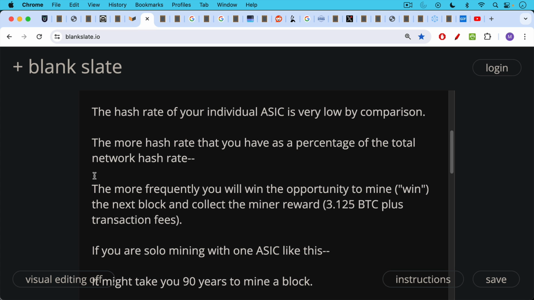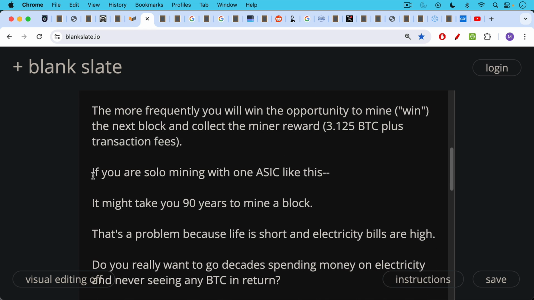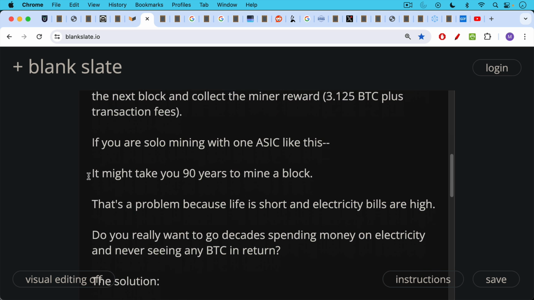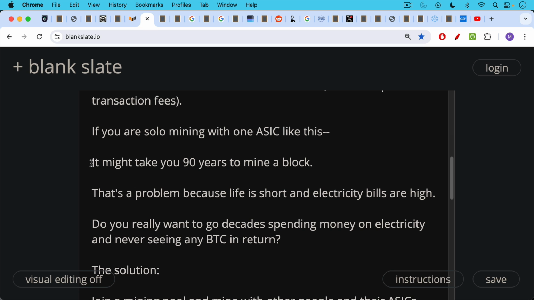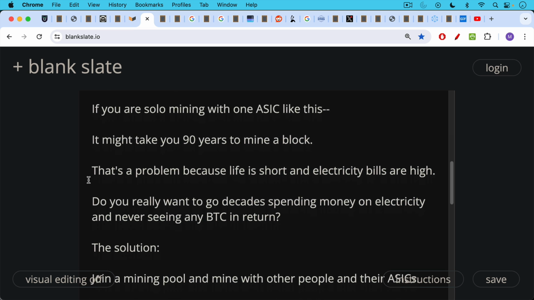If you are solo mining with one ASIC like the one we just showed, it might take you 90 years, 100 years to win a single block. And this is a problem because life is short and electricity bills are often quite high. Do you really want to go decades spending money on electricity and never seeing any Bitcoin in return, and probably in the process having to replace your mining rig many, many times as it depreciates?